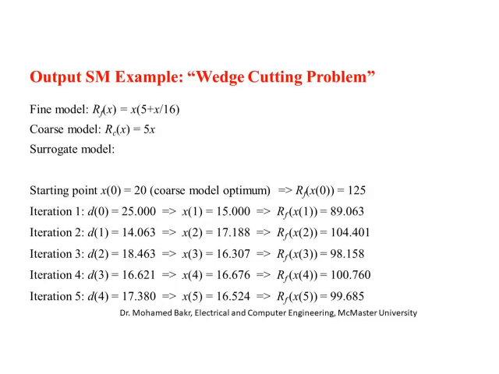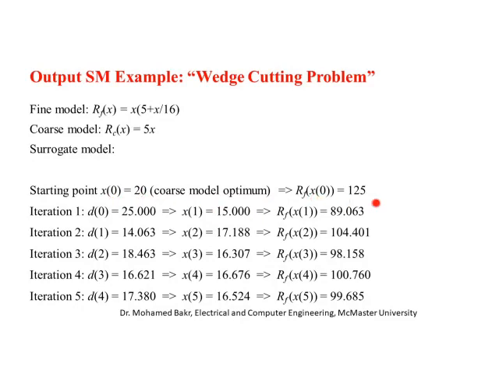We're going to repeat again the wedge cutting problem using output space mapping. So this is RF, the fine model response. Again, it is a wedge with a slope. And this is the rectangular piece. This is the coarse model. Here the top line doesn't have a slope. We start from 20. This is the optimal coarse model design.